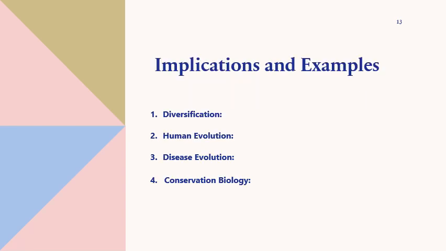On this slide, we'll talk about implications and we'll add some examples. So, diversification. Variation in evolutionary rates contributes to the diversity of life on Earth. Different lineages can undergo different rates of speciation and diversification, leading to the rich tapestry of species we observe today. So let's move on to human evolution.